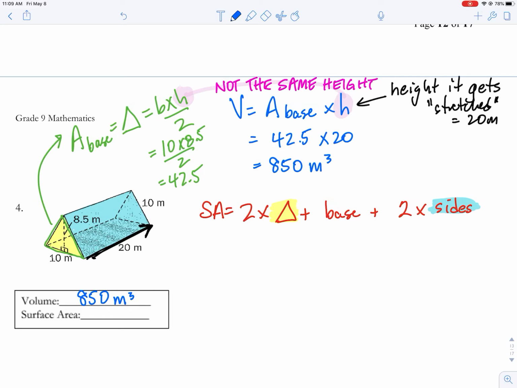Now for the surface area, we've got to stop and think. If we were to undo all the sides on this, we're going to have a triangle at the front and the back, and they're going to be the same shape. So we're going to have 2 times that yellow triangle.